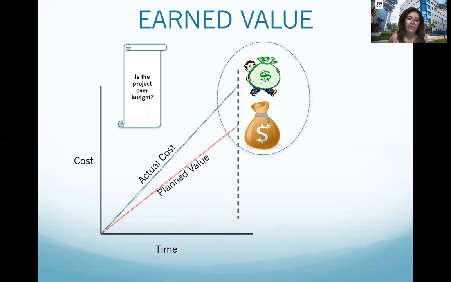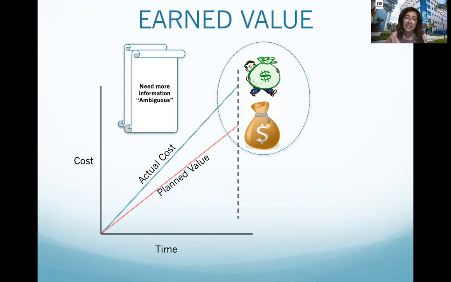If I ask you, given this information, is this project over budget? I will say yes. Why? Because the actual cost is greater than the planned value. However, for the exam, this is not the answer. We need to understand the earned value, which is how much work has been done. So for the exam, the answer will be, we need more information. This is an ambiguous situation, so we don't have the earned value here.